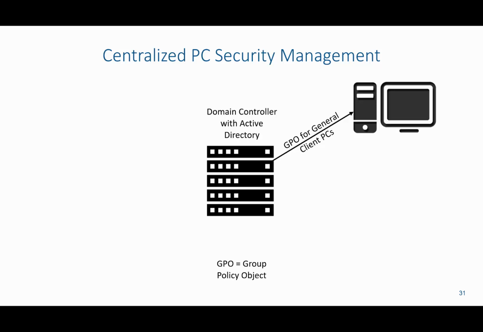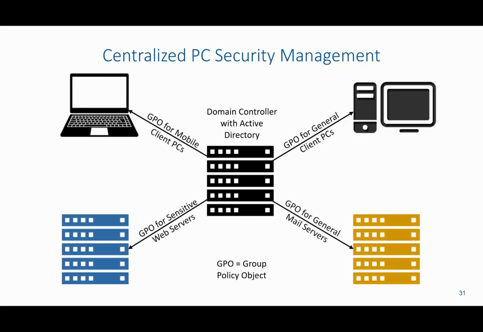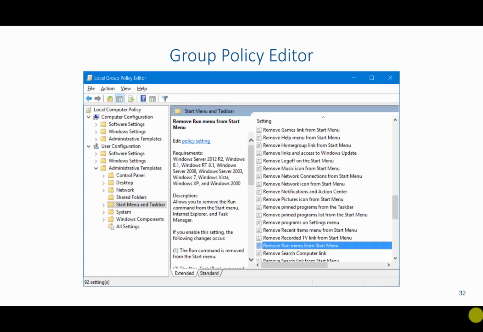Now, group policy objects allow us to assign what certain users can and cannot do on their specific device. So what's going to happen is this controller is going to push those policies out to the general client PCs, to the mobile client PCs, to web servers, to mail servers, to any other servers that we have in our directory that we need to manage those settings. So the local group policy editor looks like this. When we push out those group policy objects, we can enforce these settings on every single device.